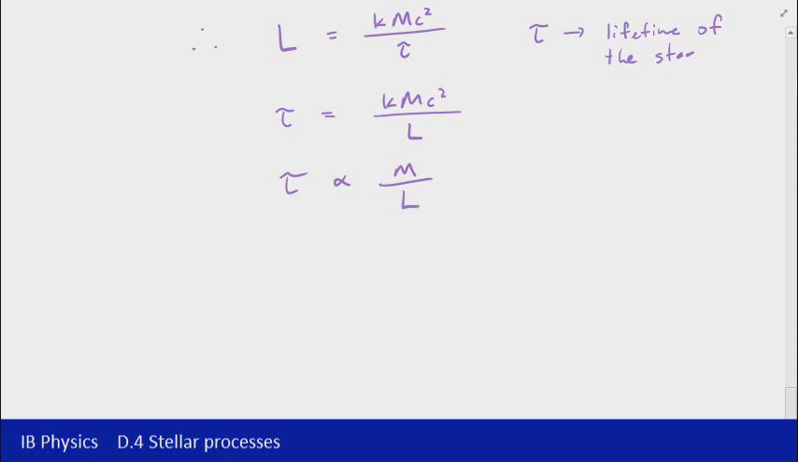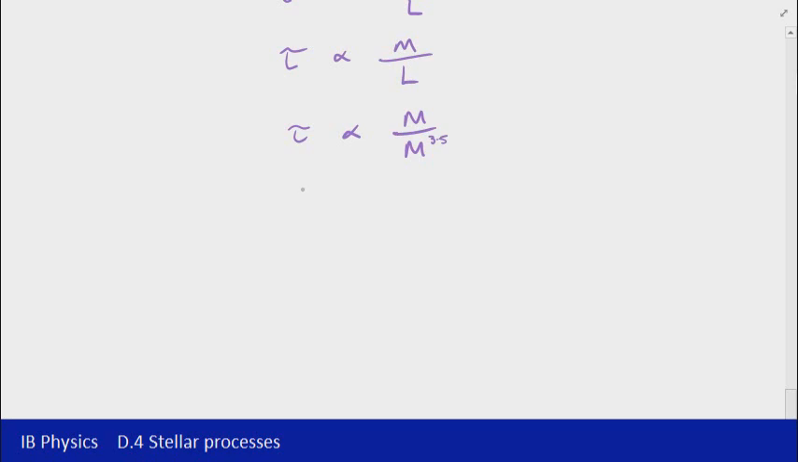But we already know that L is proportional to m to the power of 3.5, so we can then write that tau is proportional to m over m to the power of 3.5, and simplifying that one last step, tau then is proportional to m to the power of negative 2.5.